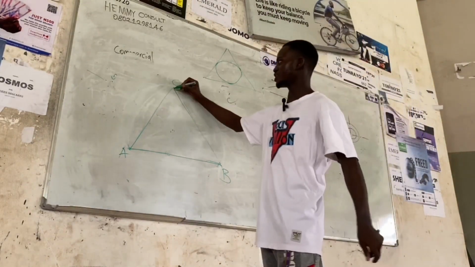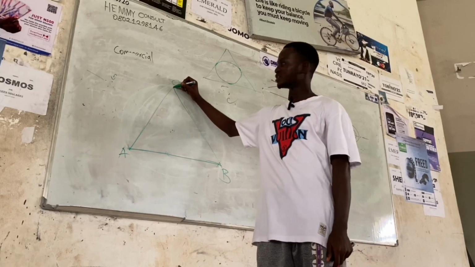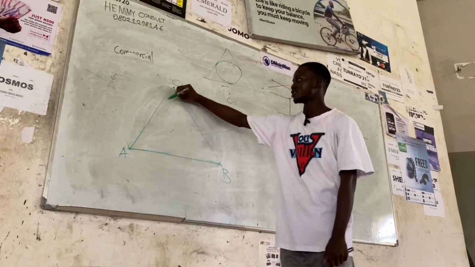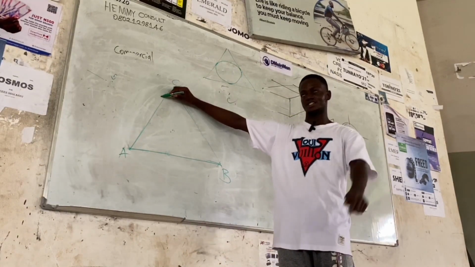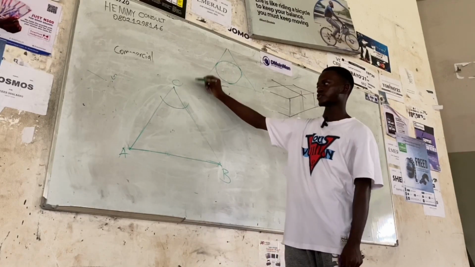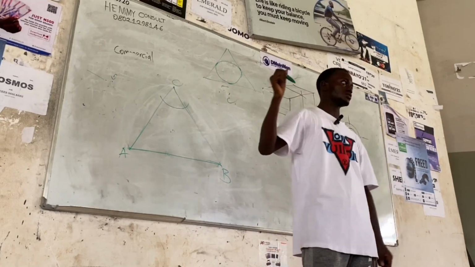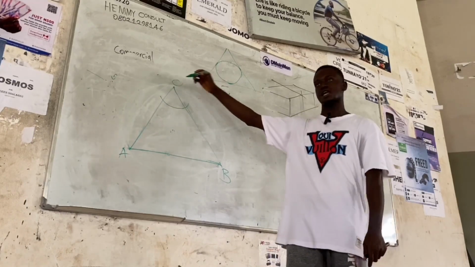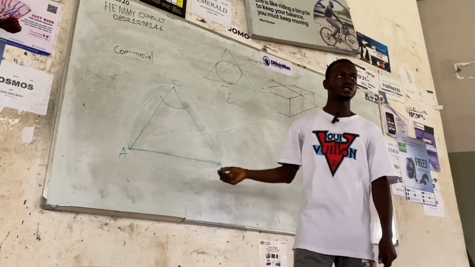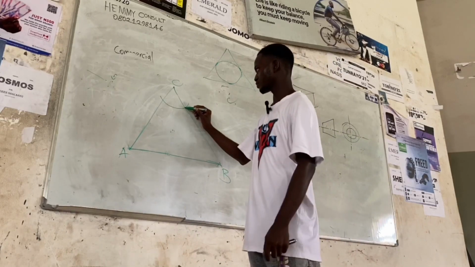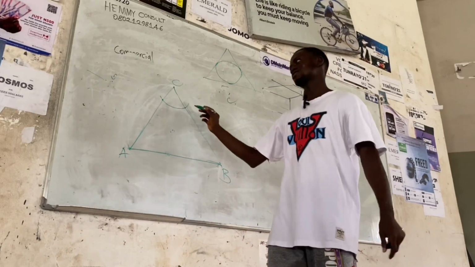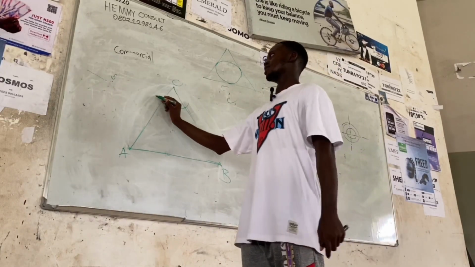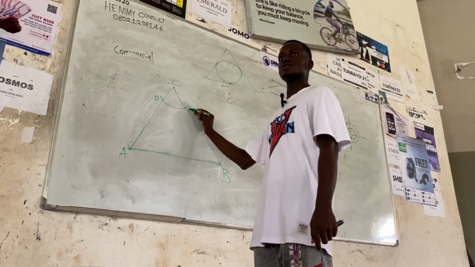you place your compass at point C, you strike an arc to cut line AC, and at the same time cutting line CB. Let's decide to name this point our D and our E.